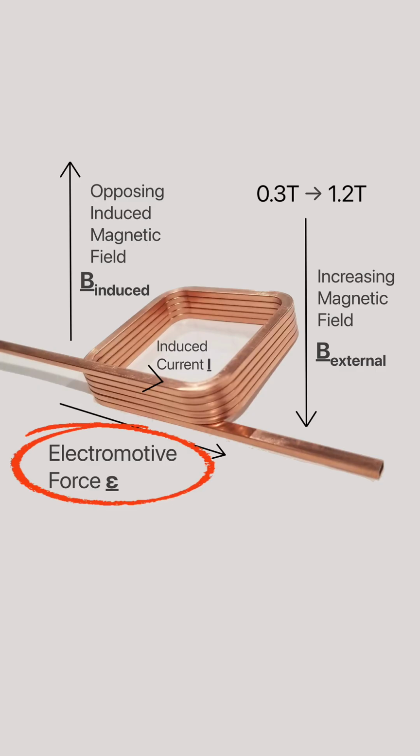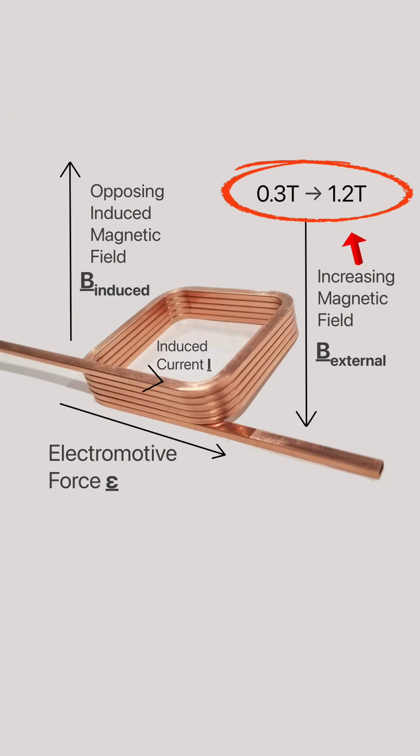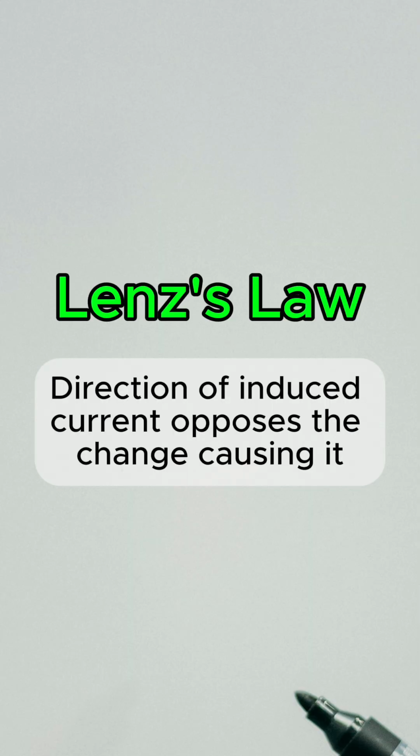Welcome to this lesson on electromagnetic induction. Today, we will explore how to calculate the induced electromotive force in a rectangular coil when the magnetic field changes over time. We will also discuss how to determine the direction of the induced current using Lenz's law.